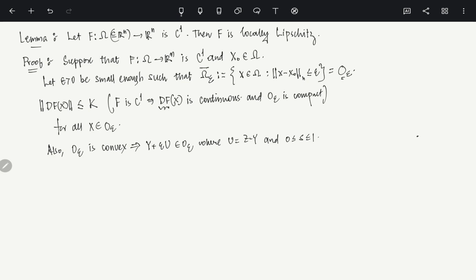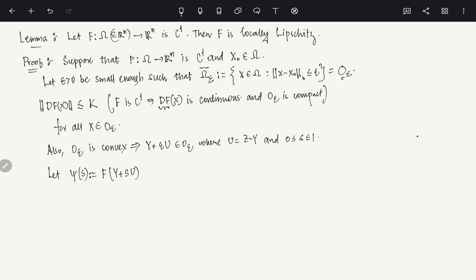Okay, yeah, that's fine. Now you see, we define, let psi of s, yes, this is defined as capital F of y plus s u. Okay, see, I am defining a new function. The function is defined from R and is taking values in Rn. Clear? So this is our new definition of psi.